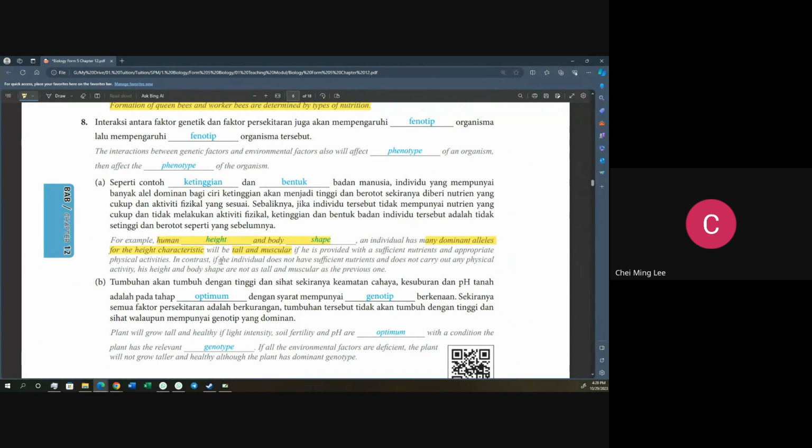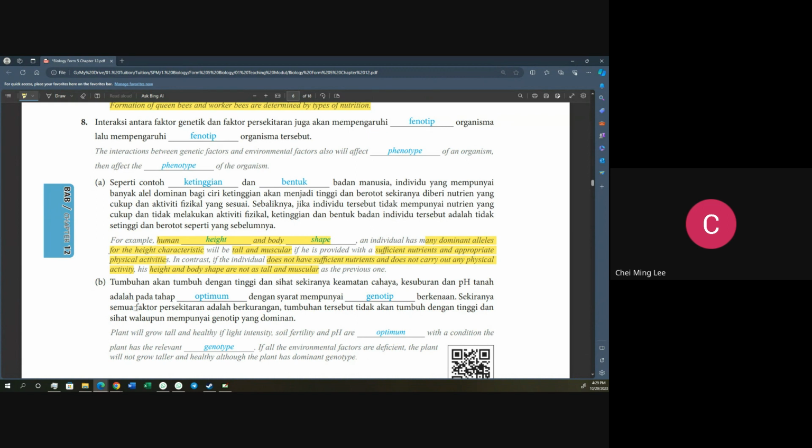Now, if the individual does not have sufficient nutrients and does not carry out any physical activity, the height and body shape are not as tall and muscular as the previous one. So this muscular and tall build is more correlated to the environmental factor. It means that if you didn't consume enough nutrients, it will affect your height as well.